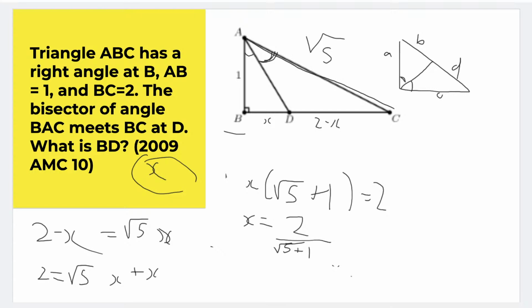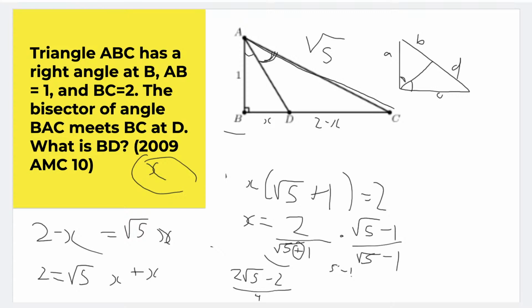This is not going to be an answer choice because, as I said, you need to rationalize the denominator. In this case, you multiply by square root of 5 minus 1, so you can cancel out. You'll see what I mean. Whatever the symbol is, you multiply by the opposite symbol. So times square root of 5 minus 1 over square root of 5 minus 1, you get 2 square root of 5 minus 2 over square root of 5 times square root of 5, which is 5 minus 1, which is 4.